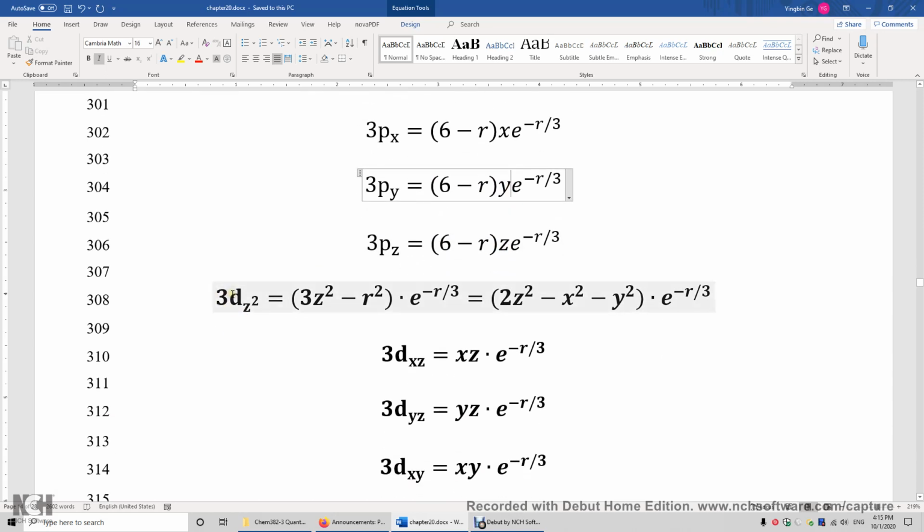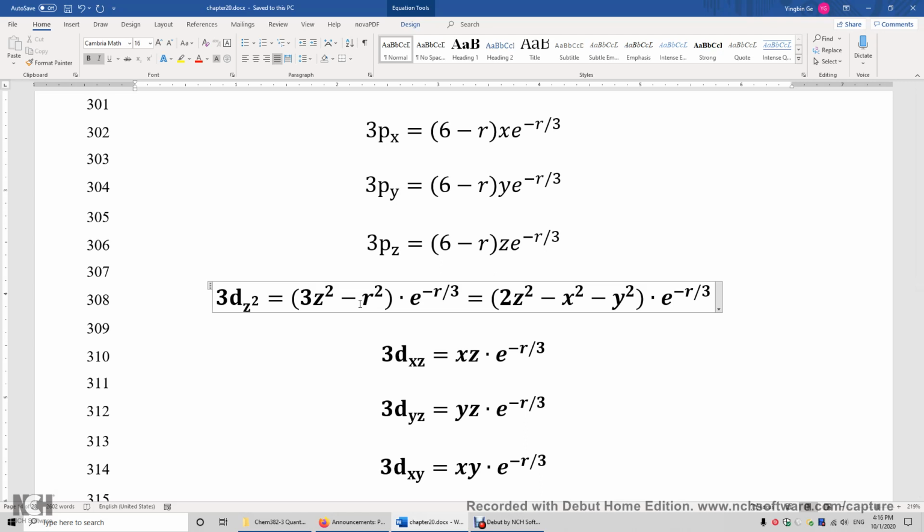What about 3dz squared? dz squared also has 2 nodal surfaces. This is when 3z squared is equal to r squared. So that means when z is equal to r over the square root of 3, or when z is equal to negative r over the square root of 3, we have 2 nodal surfaces. And remember, z is r times cosine theta. So really, when cosine theta is equal to positive 1 over the square root of 3 or negative 1 over the square root of 3, we have two nodal surfaces.